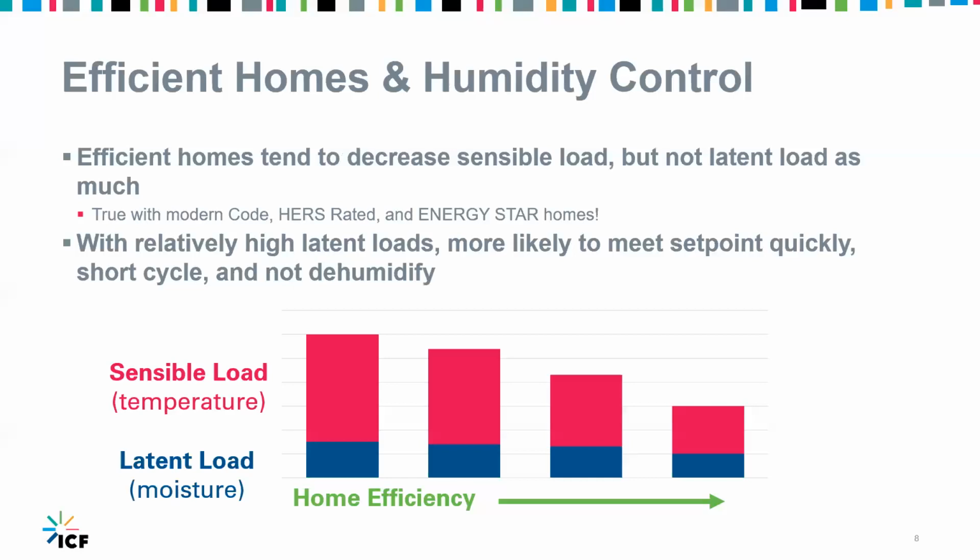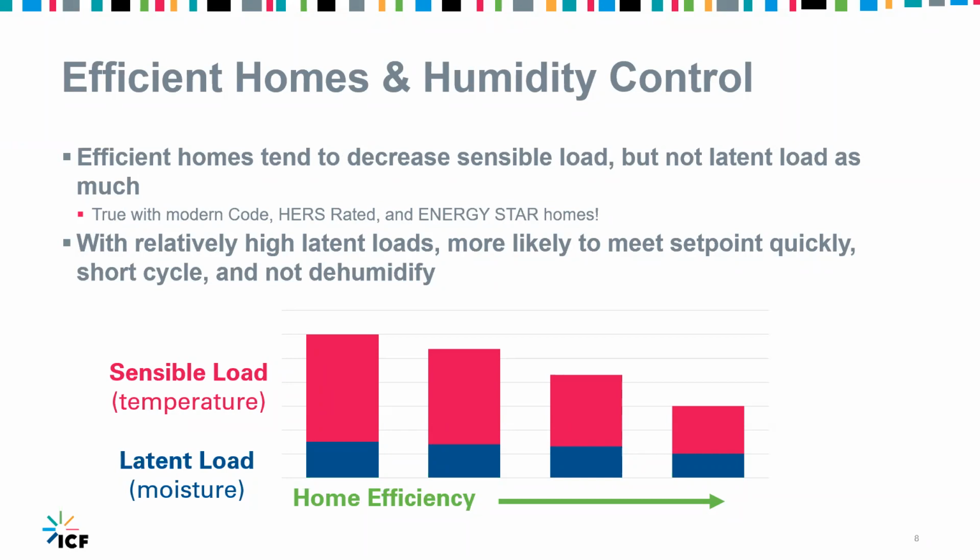So I'm talking about humidity control primarily because efficient homes tend to do a good job decreasing sensible load, but not so much latent load. Sensible load being temperature driven, and latent load being moisture driven. So this is true for a home with just a low HERS index. It's true for an Energy Star home, modern code built homes, 2012, 2015 IECC homes. Those can run into these issues as well. That's primarily because most efficiency improvements are decreasing sensible load and not latent load as much.